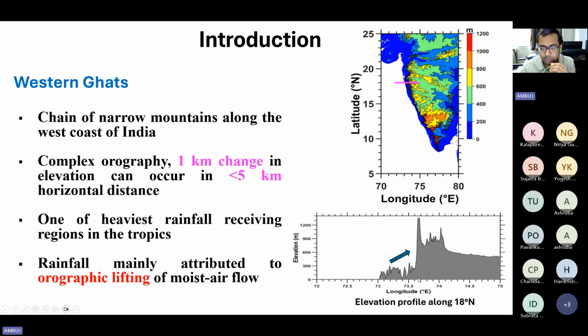Another notable thing about the Western Ghats is that it is one of the heaviest rainfall receiving regions in the tropics, and therefore it forms an ideal test bed for cloud and precipitation studies. Most of the rainfall occurring over here is mainly attributed to the forced ascent of moisture laden monsoon winds that cross the mountains, commonly referred to as orographic rainfall.